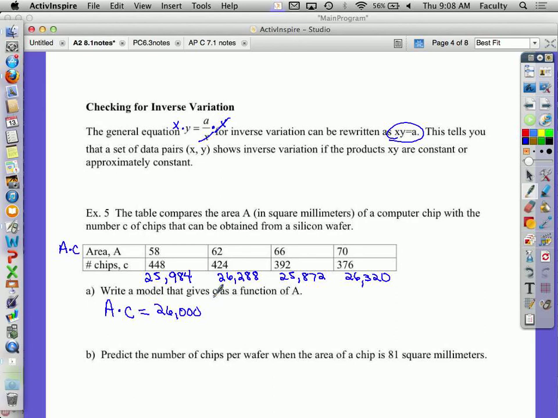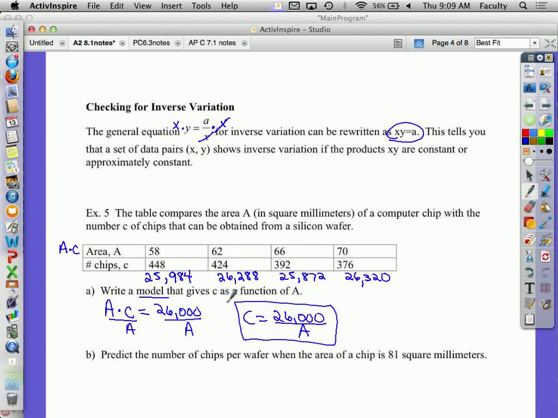If this says write a model, that means an equation that gives C in terms of A. You would need to divide both sides of this by A, and here's your model, or here's your equation. And now you can see it is an inverse relationship. The bigger the area, the fewer chips you have.